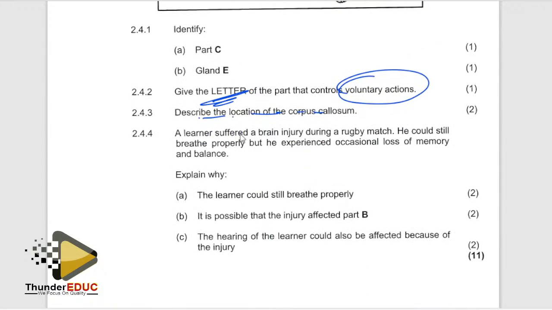So Elana suffered a brain injury during a rugby match. He could still breathe properly, but he experienced occasional loss of memory and balance. Explain why the learner could still breathe properly.